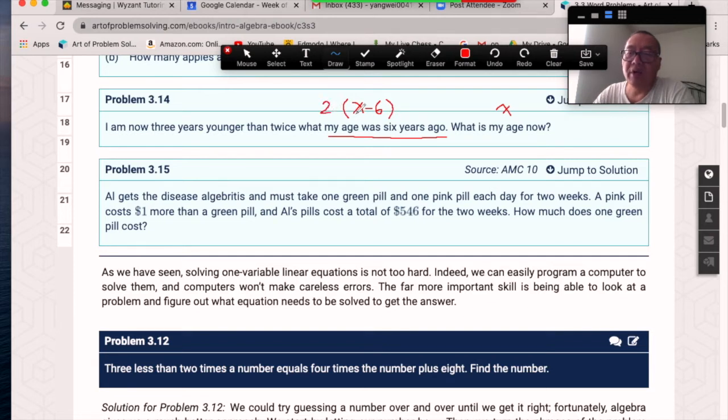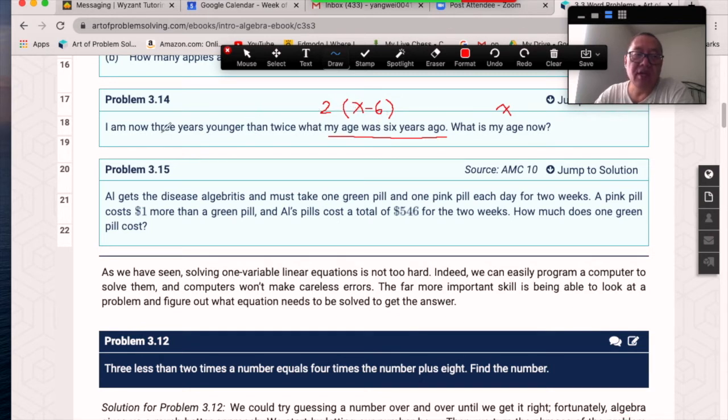Here you need to pay attention. You need to add parentheses here. If you just put 2 times x then minus 6, that's wrong. Because the twice is for my age 6 years ago, and 6 years ago my age is x minus 6. So you multiply 2 by the whole number, x minus 6. You not only multiply x. That's the reason you need to add parentheses here.